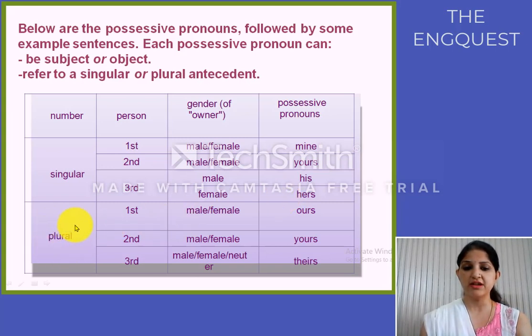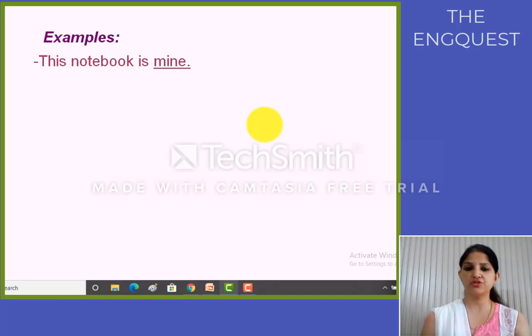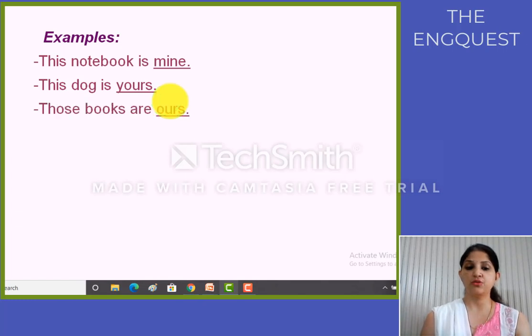If we talk about the plurals, the first person, male or female, we say ours. Second plural, second person, male or female, we use yours. Third person, male, female or neuter gender, we use theirs. So these are the possessive pronouns that can be used according to the number, person and the gender of the owner. Let us see some of the examples. This notebook is mine. That means I have the possession of the notebook. This dog is yours. This means that it belongs to you. Those books are ours. This means that those books belong to us.